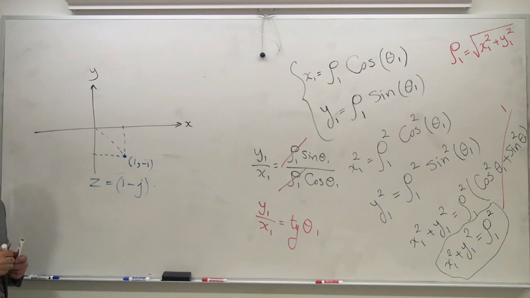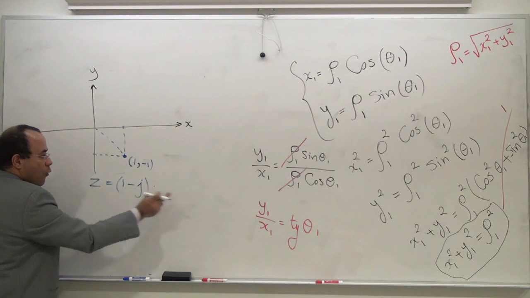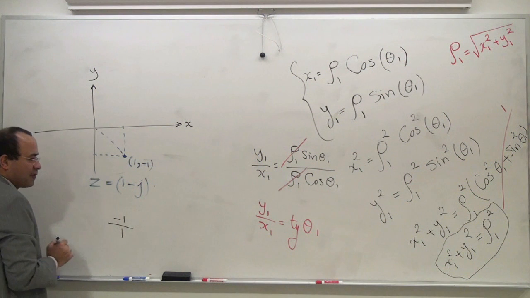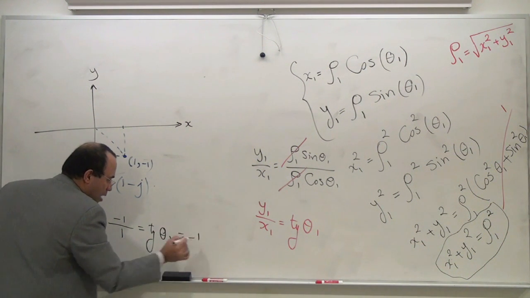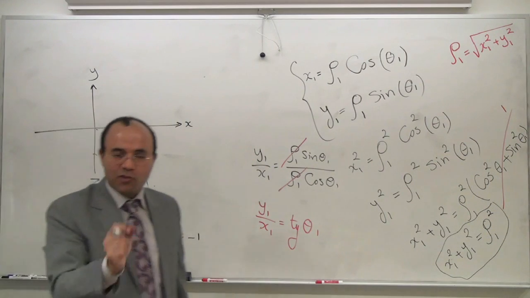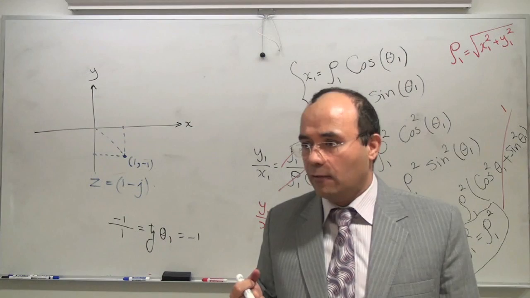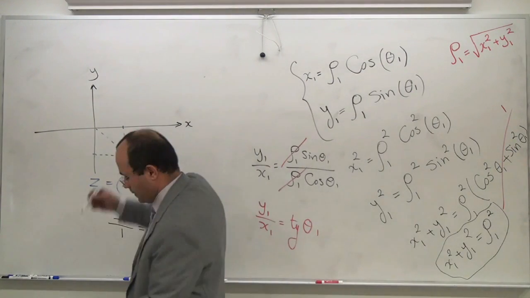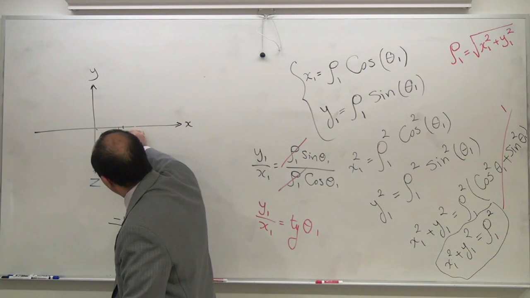That's the point. Now if I apply this formula on it, what do I get? My y is going to be minus, my x is going to be plus, that's going to be tangent of theta 1, is going to be minus 1, I'm happy. Tangent of theta is equal to minus 1. I can identify what is theta 1 now. Theta 1 is minus 45 degrees, and I'm right on. This is minus 45 degrees.